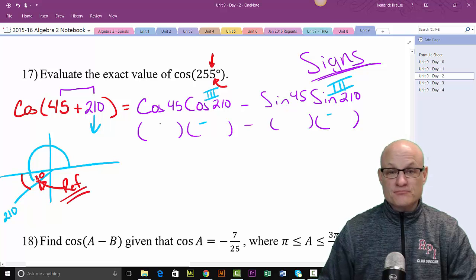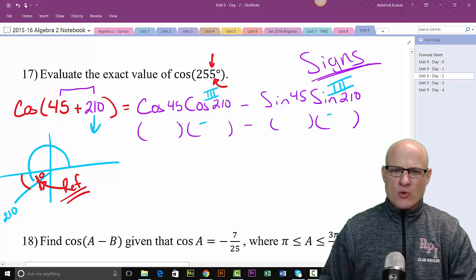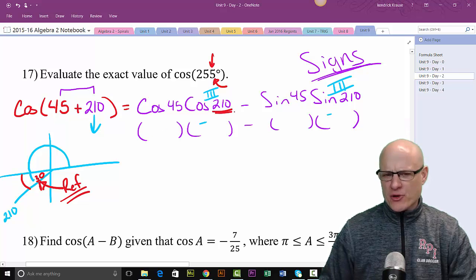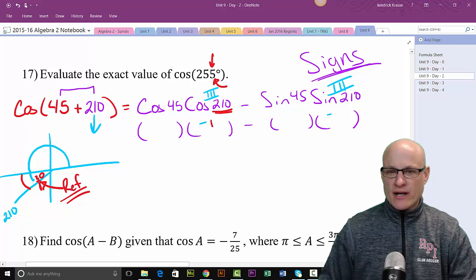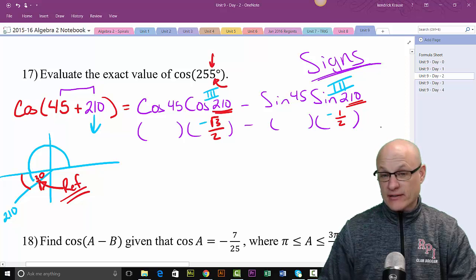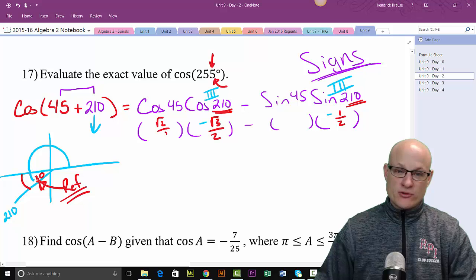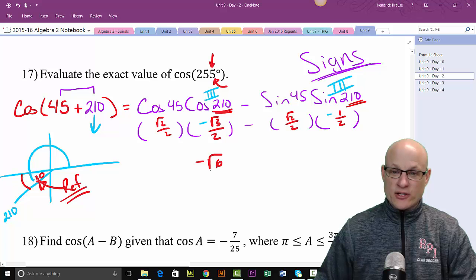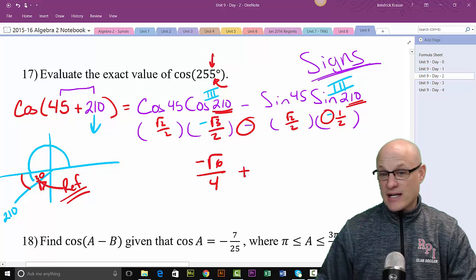Okay. So while I'm dealing with 210, I'm really thinking about 30, and the cosine of 30 is radical 3 over 2. In this case, it's negative because we're in the third quadrant. And the sine of 30 degrees is 1/2, but we're in the third quadrant, so it's negative. Cosine's easy, the 45s are easy, square root of 2 over 2. So this is negative radical 6 over 4. Now, this is a negative and a negative. Those make a positive radical 2 over 4, and there we go again, that same thing. We're negative radical 6 plus radical 2 all over 4.